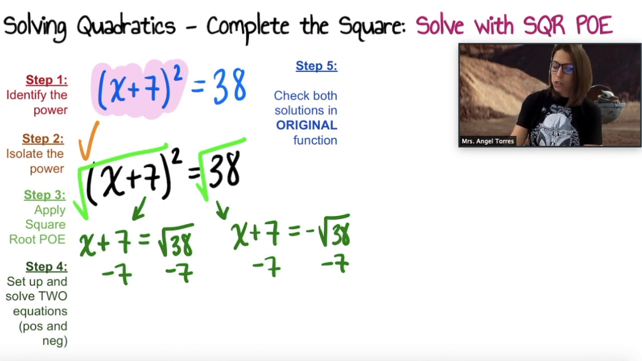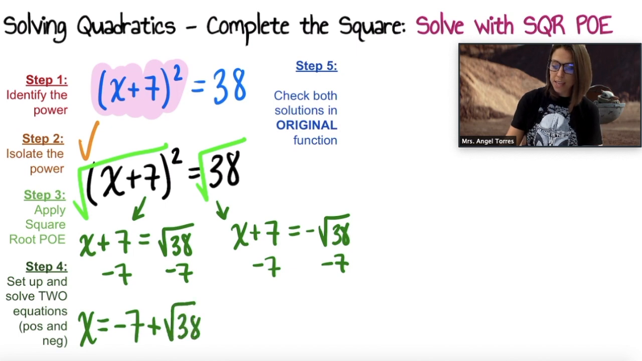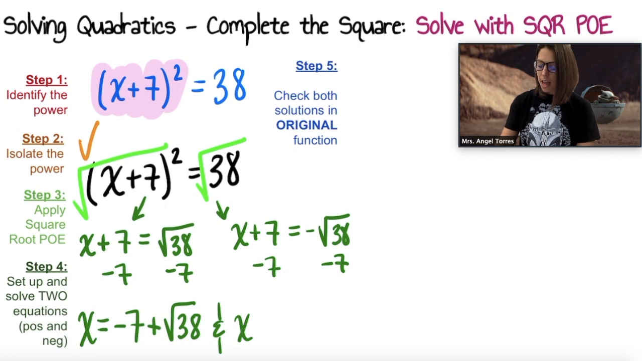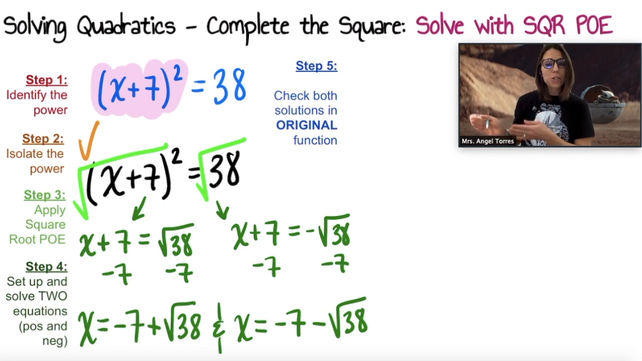So one of our solutions is x equals negative 7 plus the square root of 38, because that's the positive square root, and x equals negative 7 minus the square root of 38. These are actual values and these are actual zeros. They're just irrational, which is actually why complete the square exists, so that we can find these irrational zeros when given a quadratic in standard form.